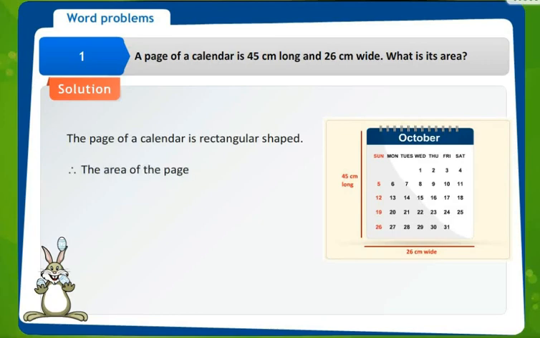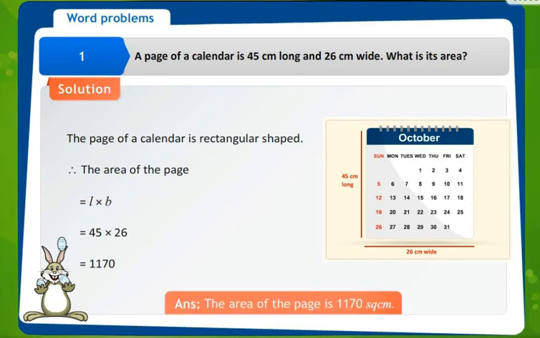The area of the page will be length into breadth, as the area of a rectangle is. So 45 into 26, which is going to give you 1170. Now since the unit is centimeter, the area of the page is 1170 square centimeter. This is how the formula of area is applied in our daily life.